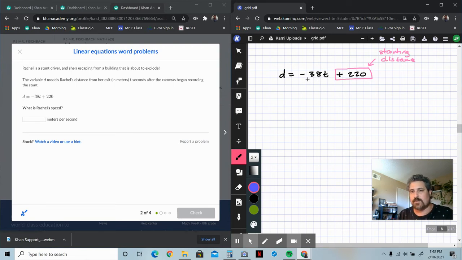All right, so this is her basically movement towards the exit. Right? This is her rate of change. And then the distance is the total distance of where she's at, right? So after T seconds, how far is she from the exit, basically? Okay, so this is the distance to the exit, right?